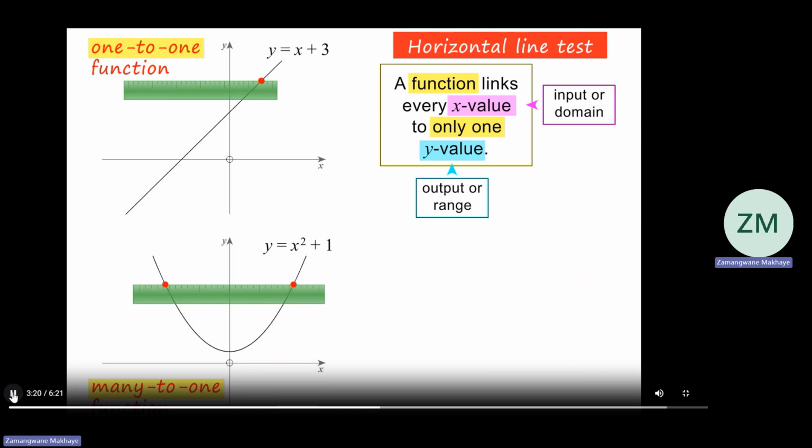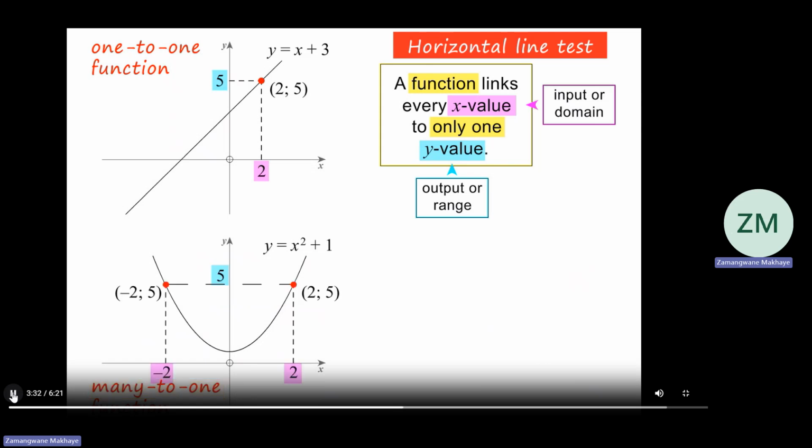Here the ruler clearly cuts the graph at two places. And also, in a one-to-one function, each x value is linked to only one y value. And in a many-to-one function, each x value is again linked to only one y value. But in this type of function, we have more than one x value linked to the same y value. In other words, we have many x values linked to the same y value.